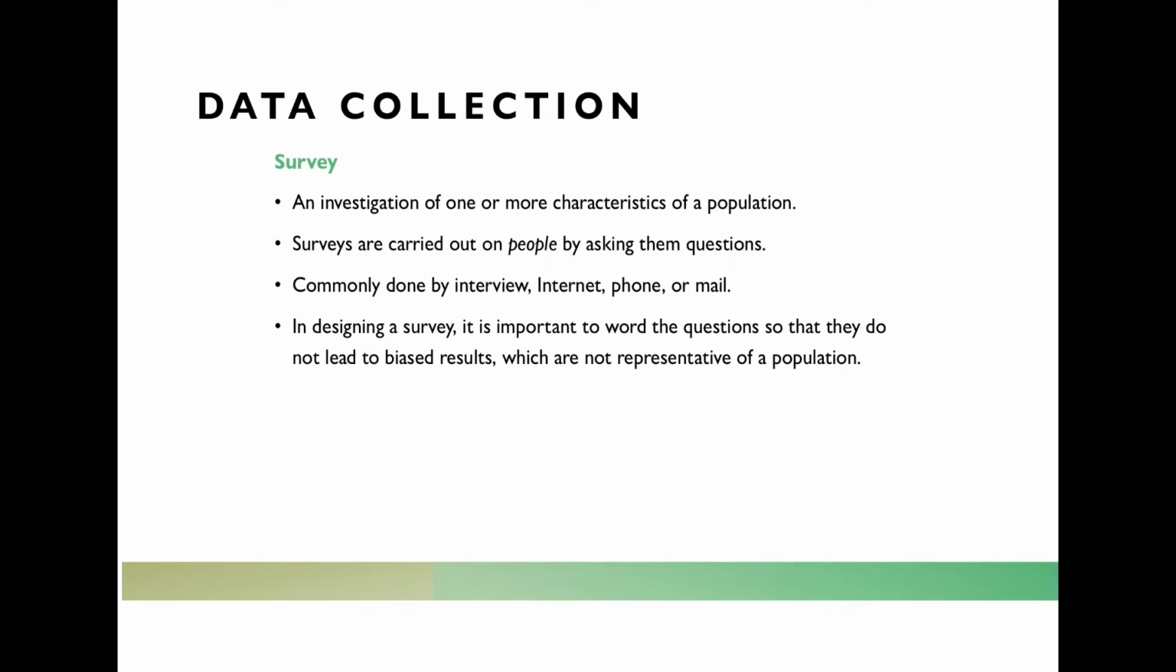Another way is to do a survey. Of course, surveys are used for observational studies. A survey is an investigation of one or more characteristics within a population. Surveys are carried out on people, generally by asking them questions, commonly done by interview, internet, phone, or mail. And in designing a survey, it's important to word the questions so they do not lead to biased results, which are not representative of the population.